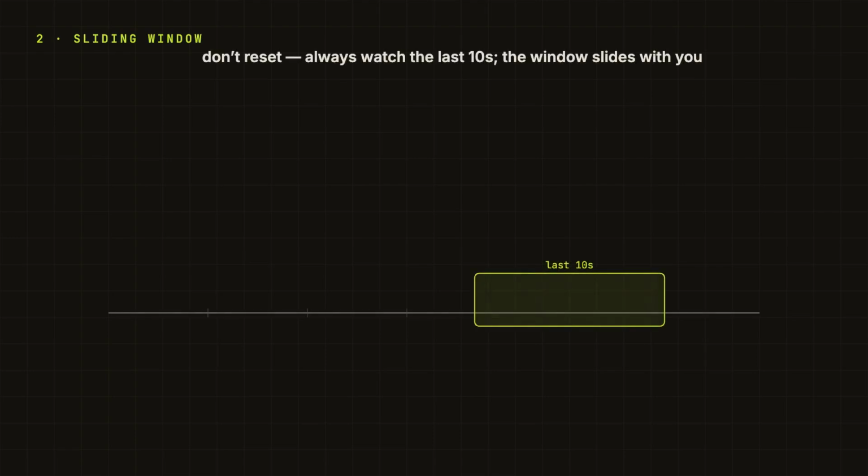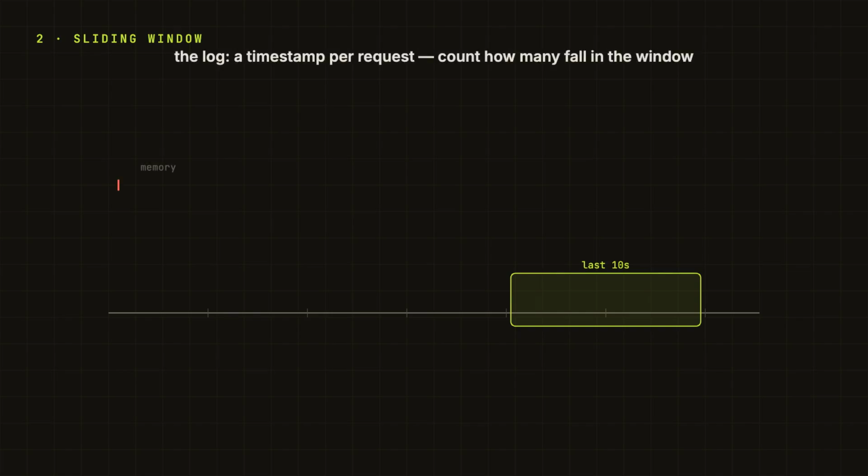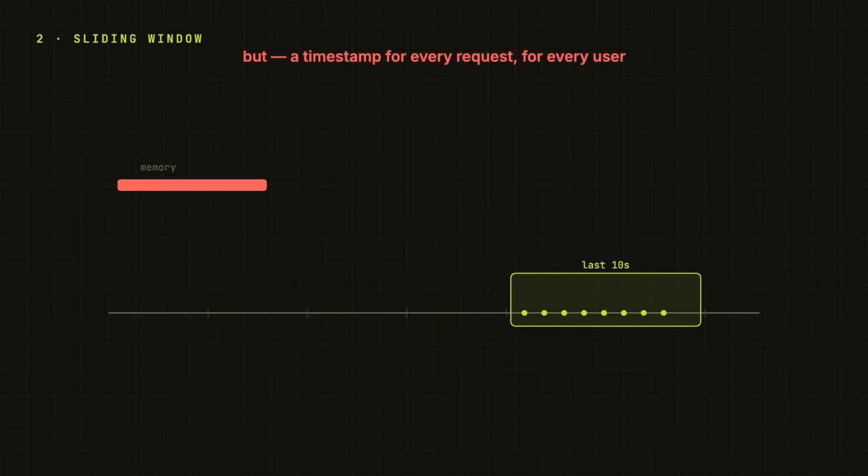Okay, so the problem was that hard reset. So what if we don't reset at all? We just always look at the last 10 seconds, a window that slides along with you. No edge to exploit. The exact way is the sliding window log. You store a timestamp for every single request, and to check, you just count how many fall in the last 10 seconds. No boundary to game anymore because there is no boundary. But feel the cost: a timestamp for every request for every user. Figma measured this for 10,000 users, around 20 megabytes just for the log, and that's a small system.